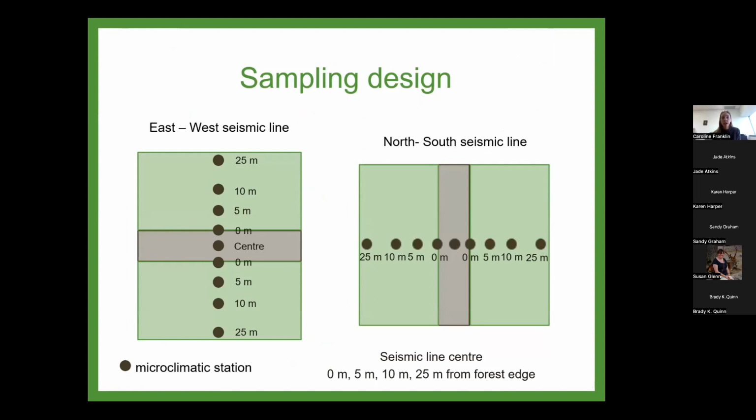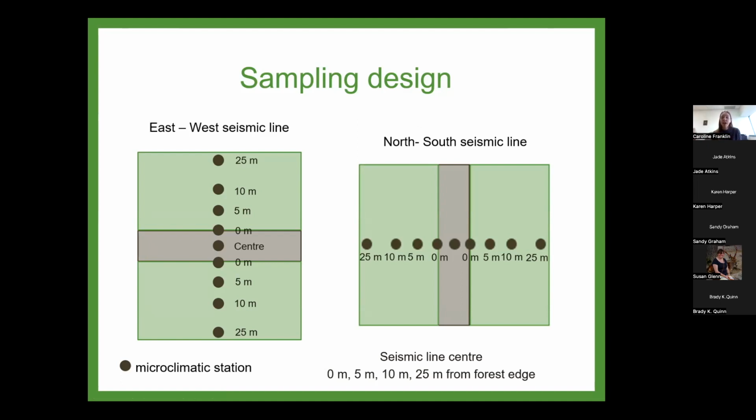And at each seismic line, we created a little microclimatic station. So we set those stations up right in the middle of the seismic line and right at the edge of the seismic line, and then 5 meters, 10 meters, and 25 meters into the adjacent forests. It would have been nice to go even further into the forest to get a better representation of the forest interior, but it's really difficult to do so because the seismic line network is so tight that once you go further into the forest, you're starting to hit another seismic line.